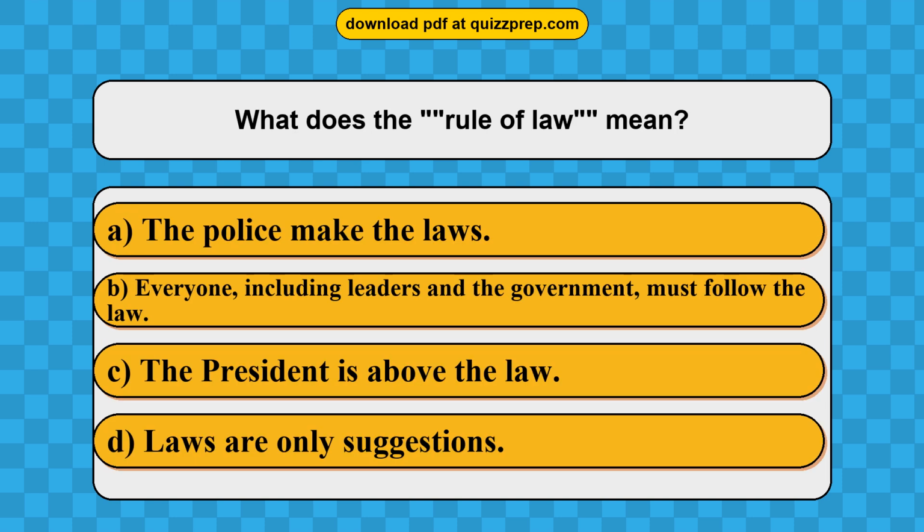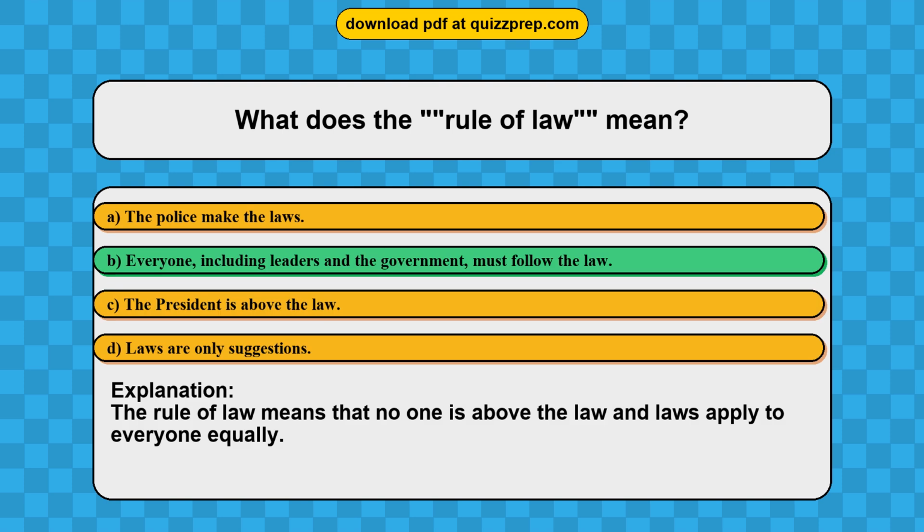Question 77. What does the rule of law mean? Option A. The police make the laws. Option B. Everyone, including leaders and the government, must follow the law. Option C. The president is above the law. Option D. Laws are only suggestions. The correct answer is option B. Everyone, including leaders and the government, must follow the law. The rule of law means that no one is above the law and laws apply to everyone equally.